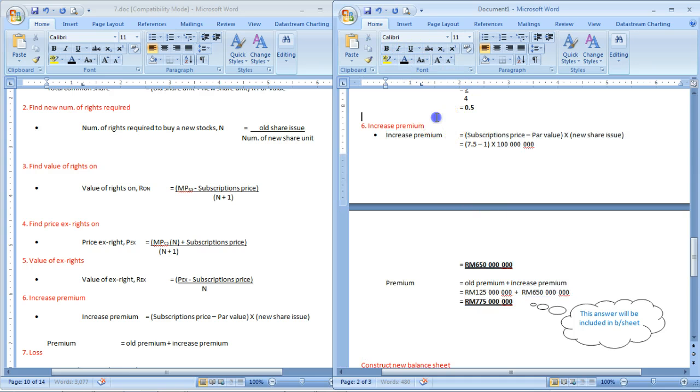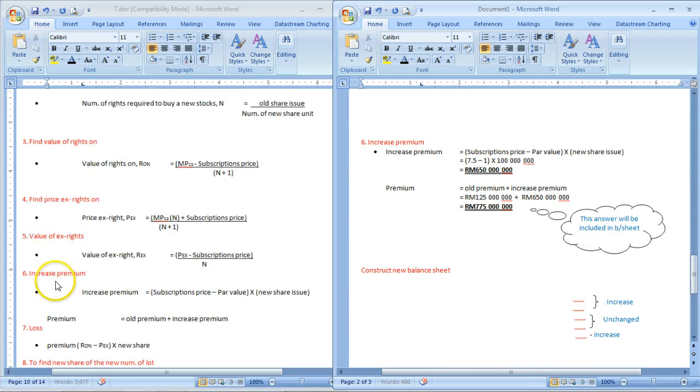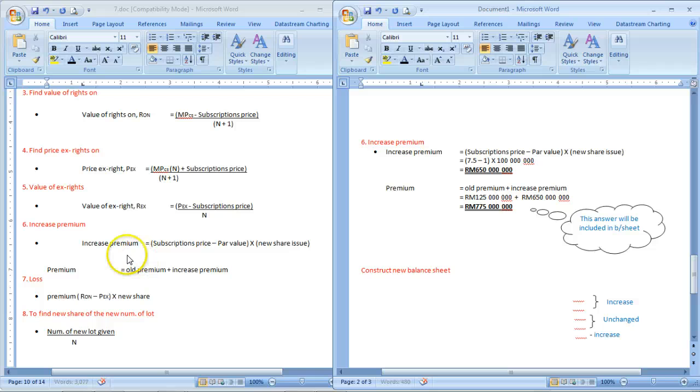Okay, to make it clear. All right, the next step is to calculate the increase in premium. How? Subscription price minus par value, which you can get from the question and your information, times 100 million units. Remember, this is in units, new shares issued in units. Don't put in RM, that's when you go wrong. So you get 650 million. This is the increase.